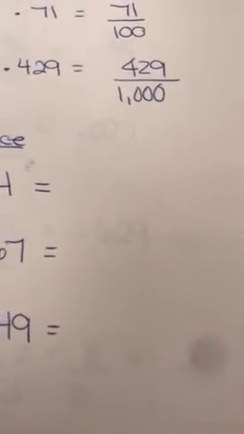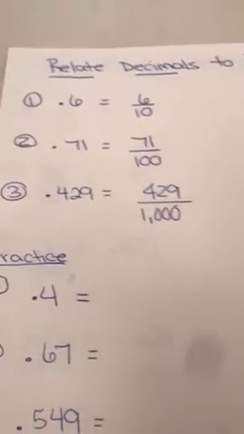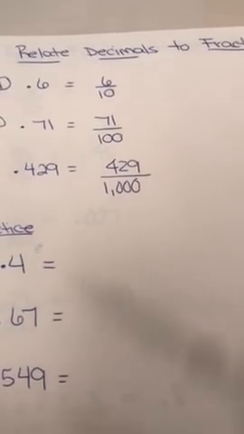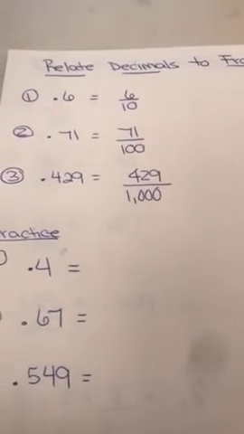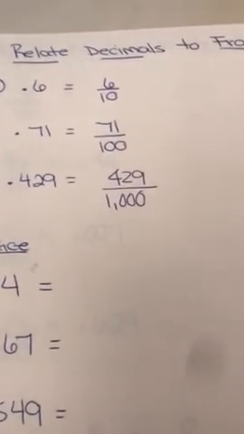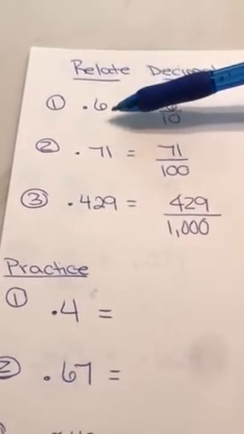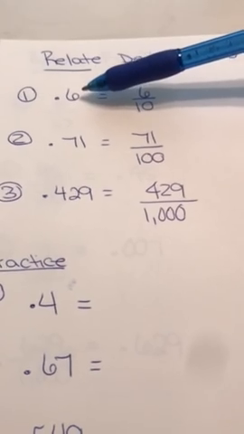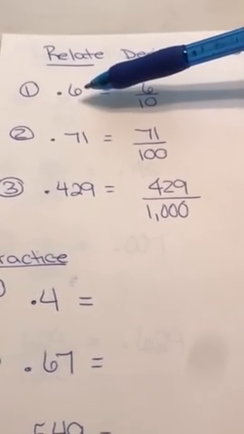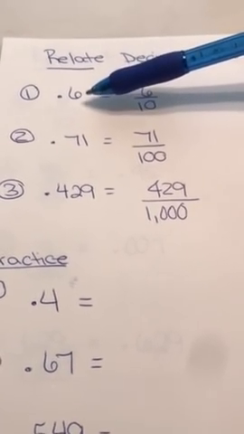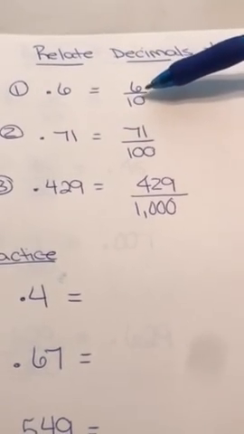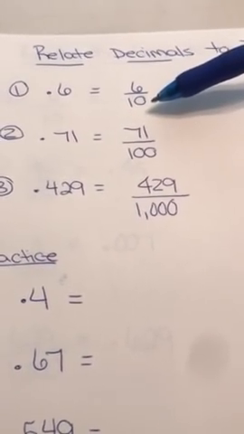All right, now we're getting to the part where we're going to actually relate decimals to fractions. And I told you if you can say the decimal correctly, you can write the fraction correctly. For example, number 1, if I read this decimal, that is 6 tenths. So how would I write that as a fraction? Oh, I would write it as 6 tenths.